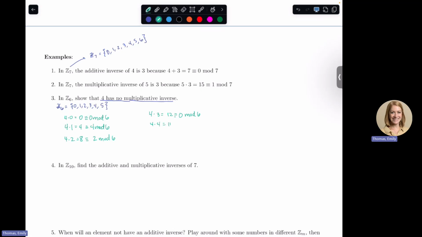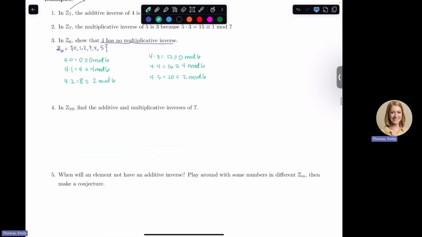4 times 4 is 16, which is congruent to 4 mod 6. And then 4 times 5 is 20, which is congruent to 2 mod 6. So we tested 4 with every element in the set. We did not get a remainder of 1 mod 6, so it has no multiplicative inverse inside of Z6. We are okay with that? Yep. Let's look at Z10, and we're going to find the additive and multiplicative inverses of 7.